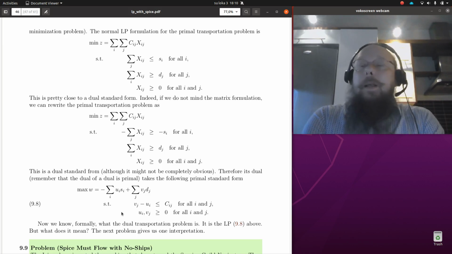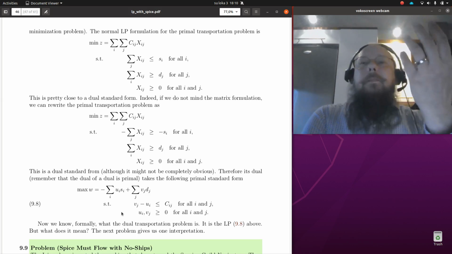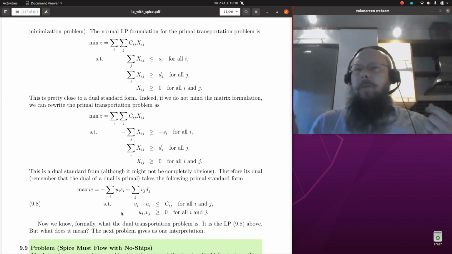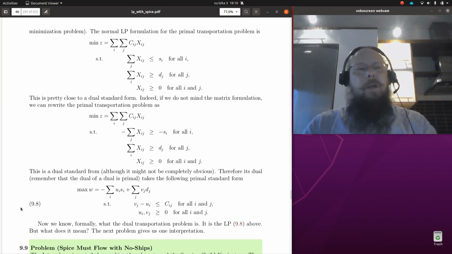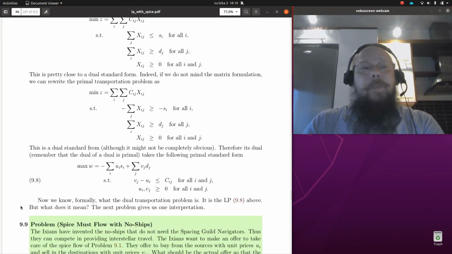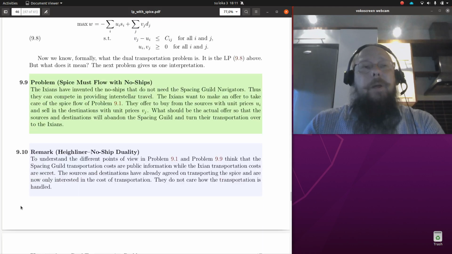And yes, we actually can. I mean, it could have been that we know that there is formally a dual, but it could be that the dual problem is an obscure problem. It's kind of impossible to interpret in a natural way, but here we can do it, at least in a relatively natural way. And this is the problem 9.9.